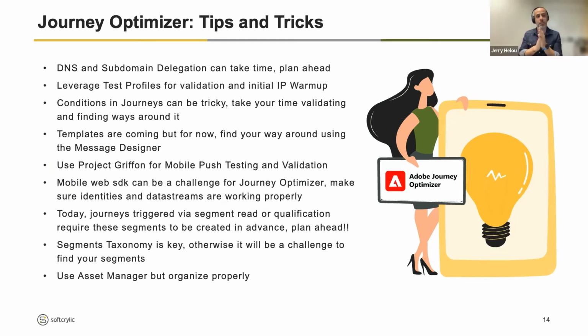And this is more of the tips and tricks of what we've seen with Journey Optimizer. As you're doing the implementation, and Ivan early on told me about it, make sure when it comes to the DNS and subdomain delegation, give it enough time, because this is not only dependent on Adobe, but it's also dependent on your IT team to make sure that things are set up properly. I want to stress that. Plan ahead so that you're not delayed in that process.